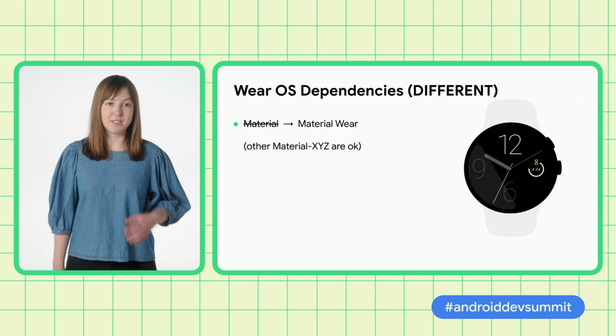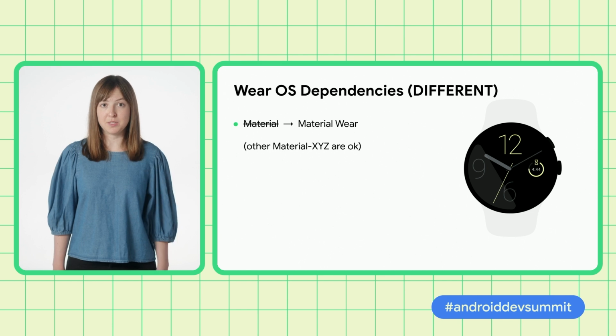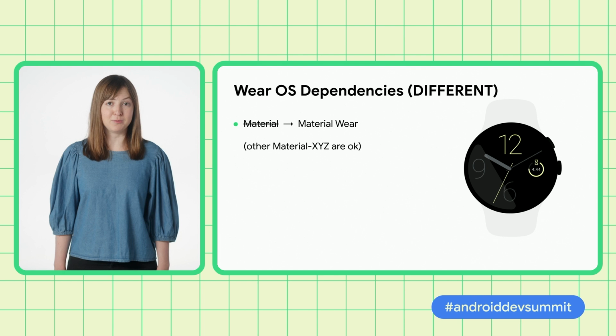First, replace Material with Wear Compose Material. While it's technically possible to use the mobile material, it is not optimized for Wear and Wear's unique requirements. So we always recommend you replace it with the Wear equivalent. The other material dependencies outside of that can still be used. For example, you can use Material Ripple and Material Icons Extended.